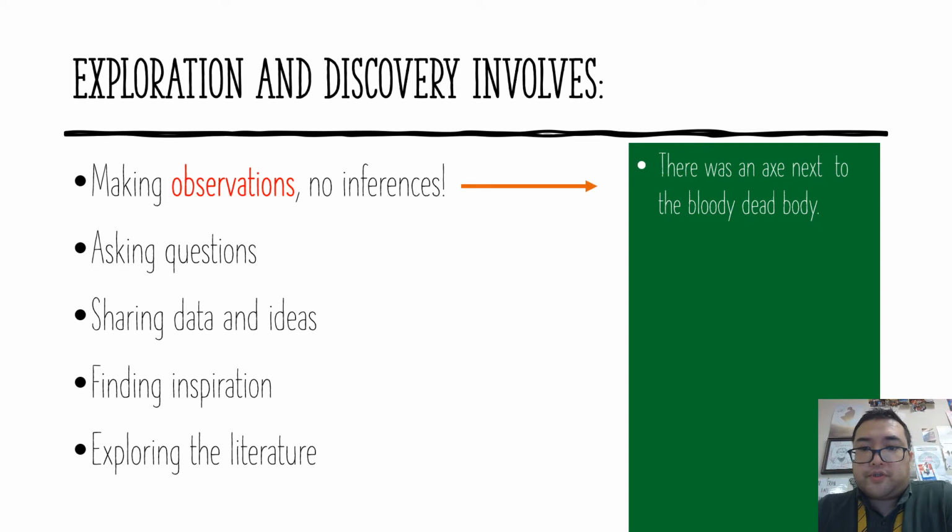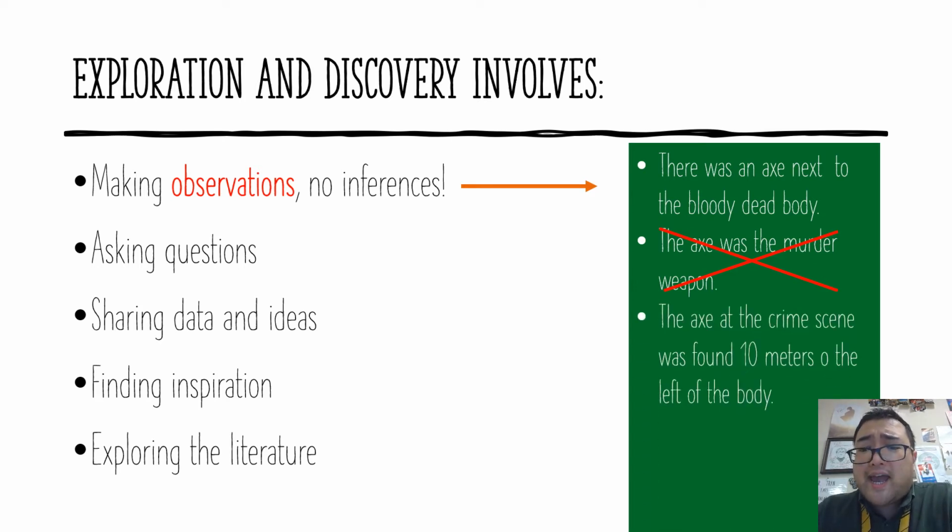So the first one: there was an axe next to the bloody dead body. So to me, this is a clear observation. We're just stating the position of the axe next to a dead body. The axe was the murder weapon. So this here is an inference. We don't know if the axe was used to kill. There was no autopsy yet. So that is an inference, not an observation.